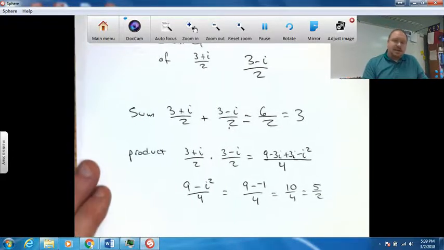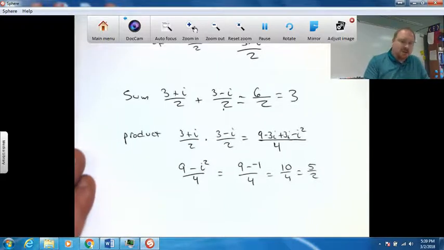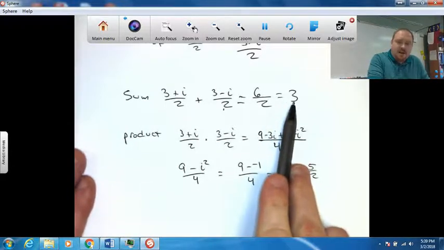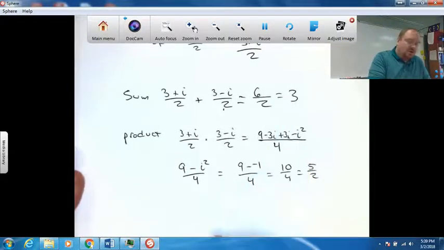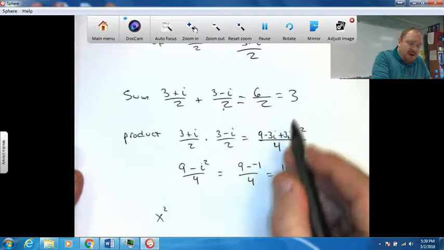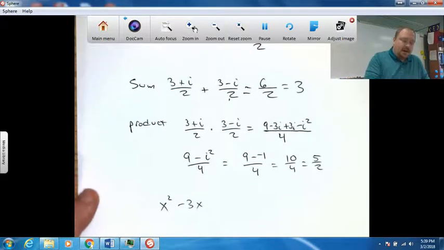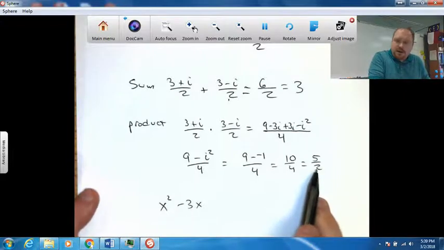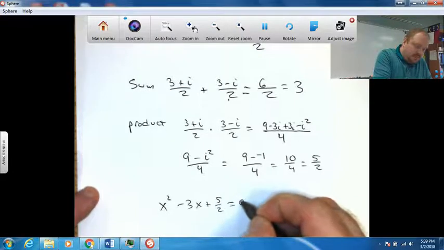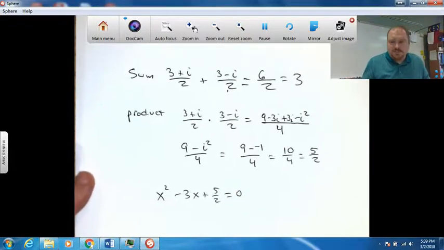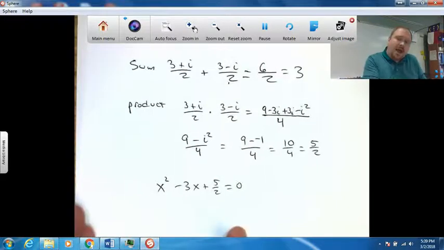Because the sum and product rule says the sum of the solutions is equal to the opposite of the middle term. So my middle term for now is negative 3x. And the last thing is the product of the two solutions. So there's my equation. But I'm not done yet because we never have this.